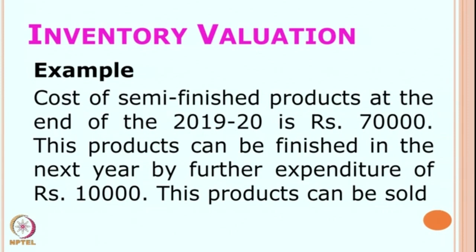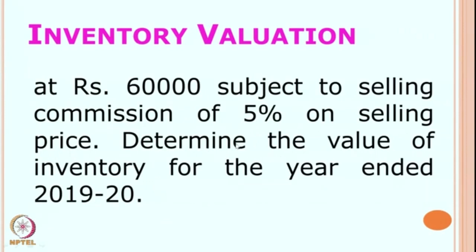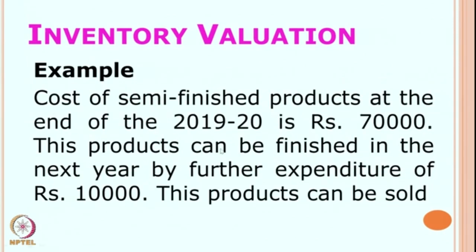Now, let us take a very simple case for calculation of net realizable value. Suppose for the year end 1920, the cost of a semi-finished product is 70,000. We will have to spend a further 10,000 rupees for finishing it, and then the product can be sold at 60,000. But again, we will have to pay commission of 5% on the selling price. Now, what will be the value of inventory in the balance sheet for the year ended 19 and 20? Just have a relook. How much will be the value? Will you place 70 or will you place 60 or something else?